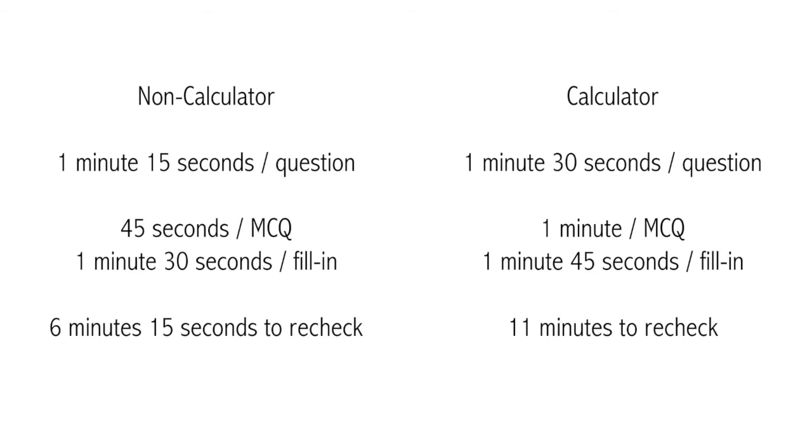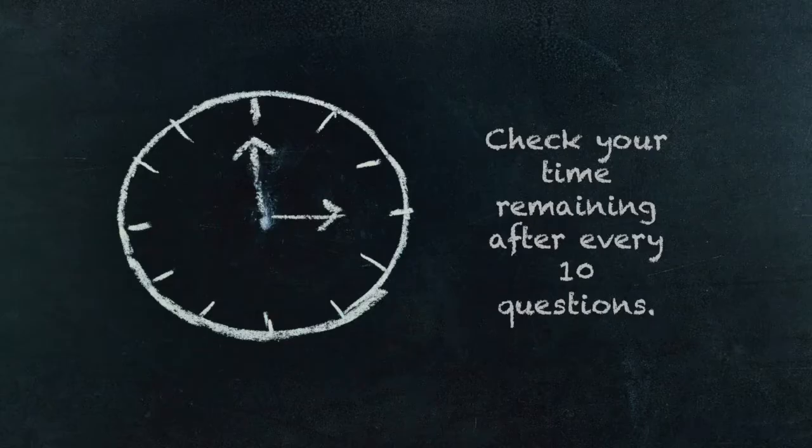For your calculator section, you have slightly less than 1 minute 30 seconds per question, and I suggest you take 1 minute per MCQ and 1 minute 45 seconds for fill-in questions. This will leave you about 11 minutes to recheck, which is ample. Check your time remaining after every 10 questions is what I'd suggest.